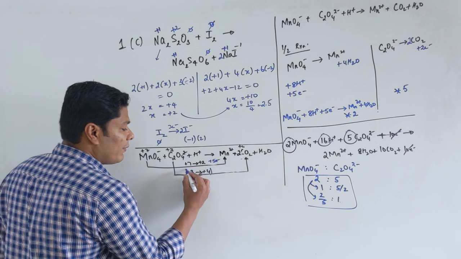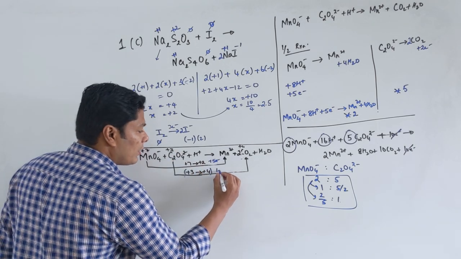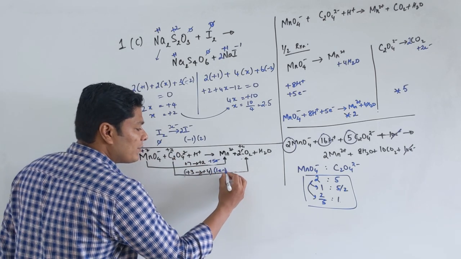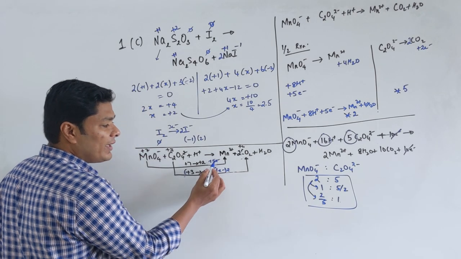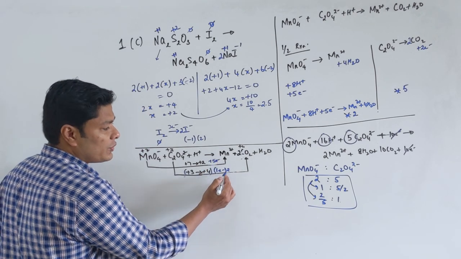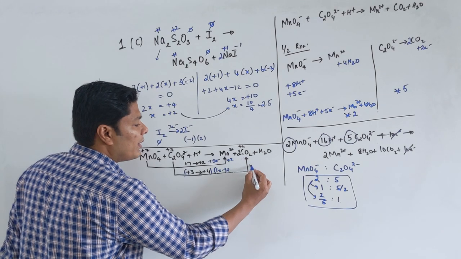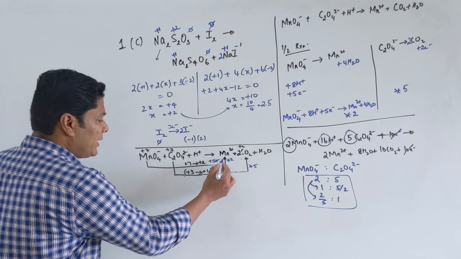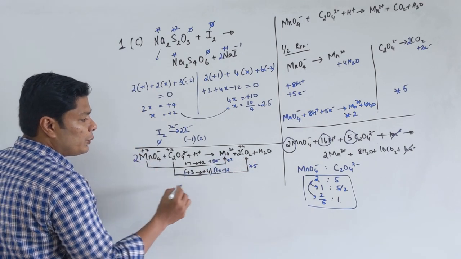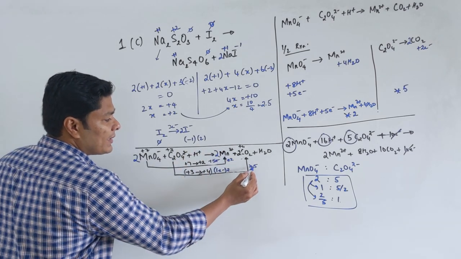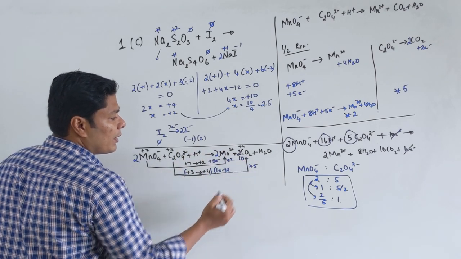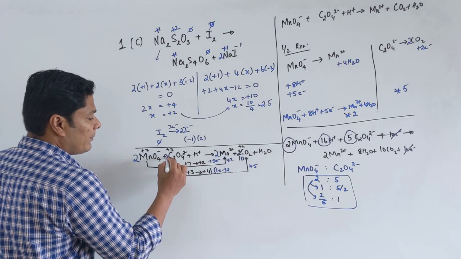Here I have lost 1 electron. 2 carbons are there, so times 2, so total 2 electrons. So this is a 5 electron process and this is a 2 electron process. So I have to multiply this by 2 and this by 5. So in the head and tail, we are putting 2, 2, and then 5 times 2 is 10, here 5.